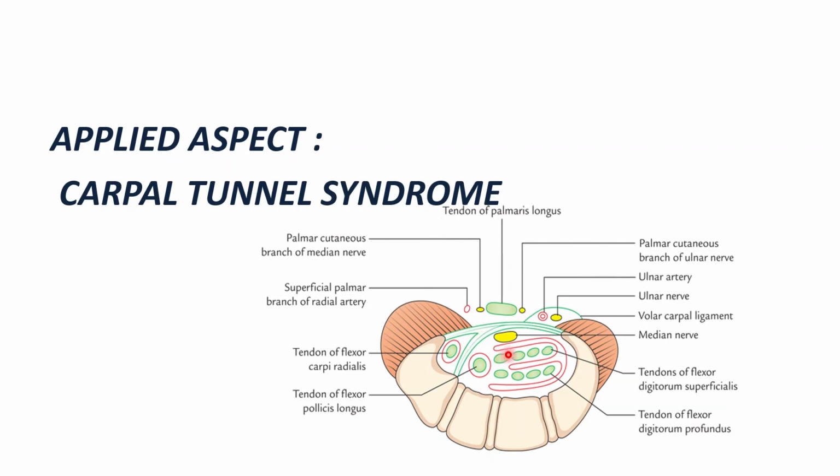So this syndrome is mainly occurring due to the compression of the median nerve, as this median nerve is closely related to the bursae, that is the synovial sheath covering the long flexor tendon. So any inflammation of these long flexor tendons may lead to the swelling of the synovial sheath, the swelling which leads to the compression of the median nerve, leading to symptoms like cutaneous loss of the palmar surface of the lateral 3.5 digits, and also loss of power of opposition. So this is about the carpal tunnel syndrome.